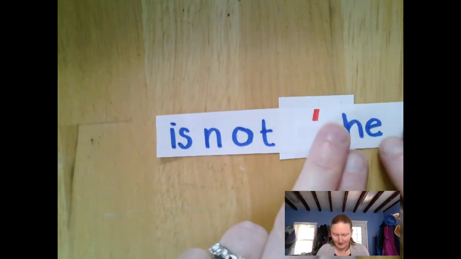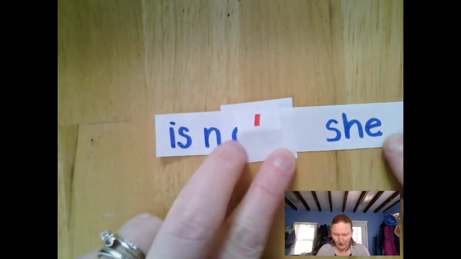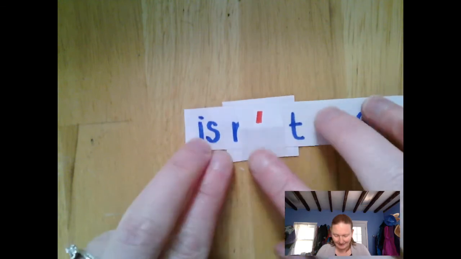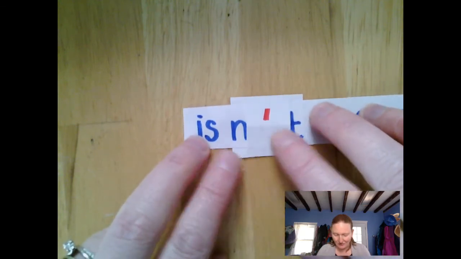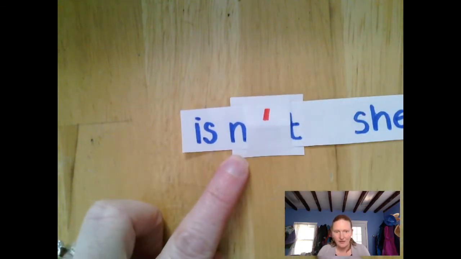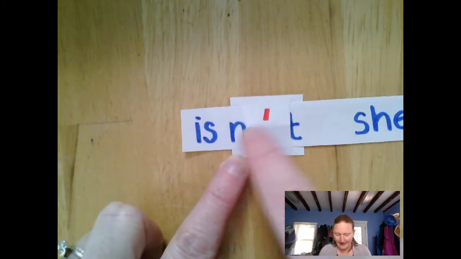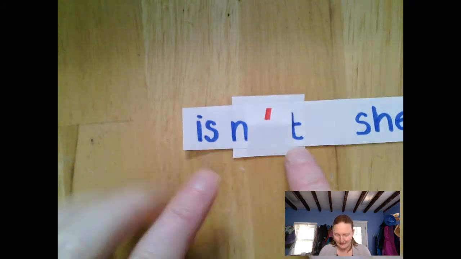Here's another example. We have is and not. And when you slide the apostrophe to make it one word, you're going to have isn't. And the apostrophe is just going to cover the O. So isn't is I-S-N apostrophe T.